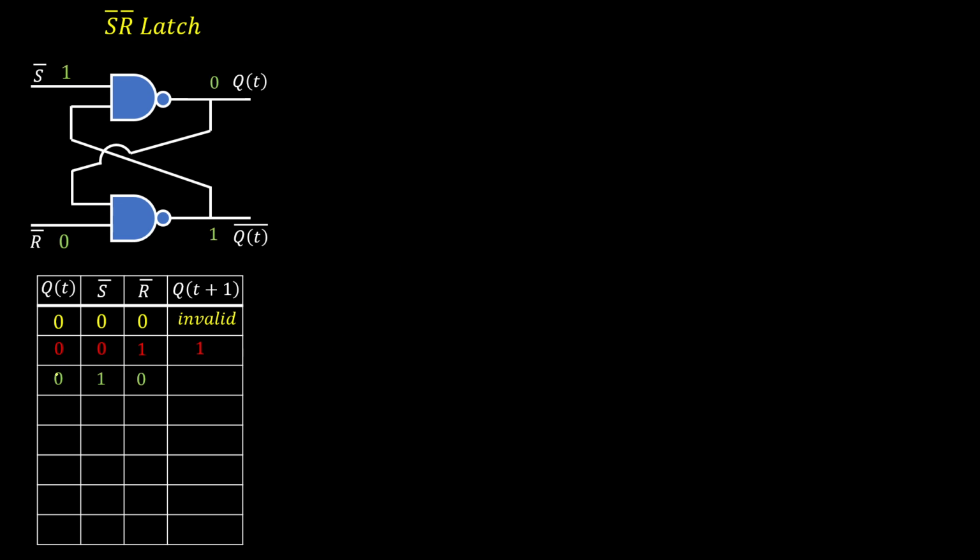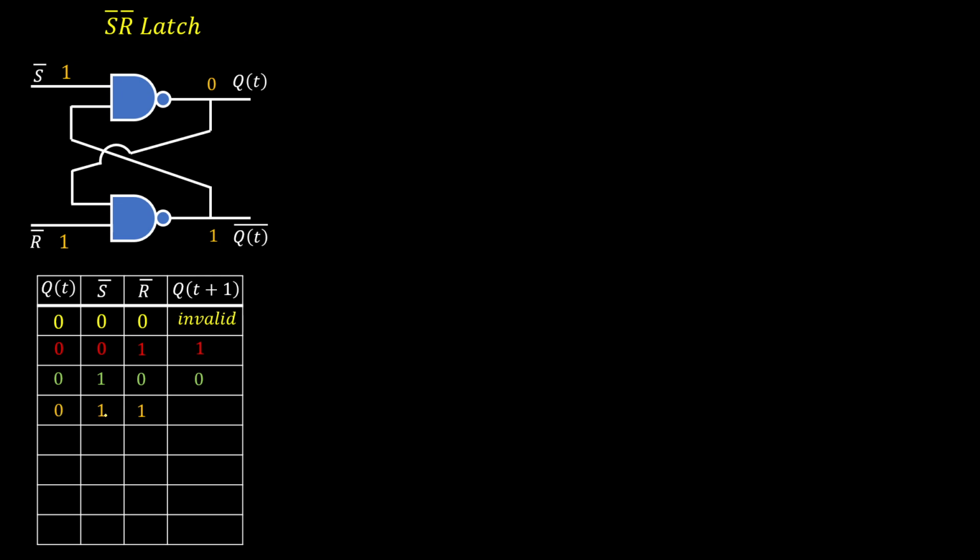Here present state is 0, inputs are 1, 0. So for the second NAND gate, one input is 0, in fact both the inputs are 0, so output is 1. And for first NAND gate, both inputs are 1, so output is 0. So QT is 0 and QT bar is 1, both the outputs are complement, so this state is also valid state. So if present state is 0, inputs are 1, 0, then next state is 0.